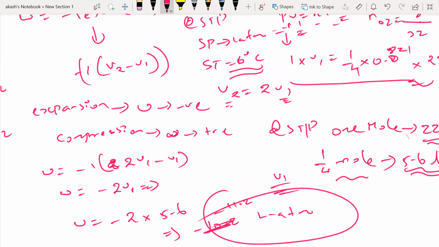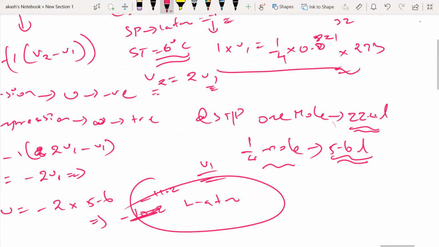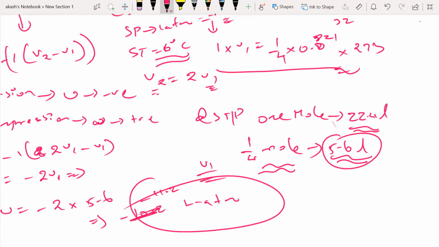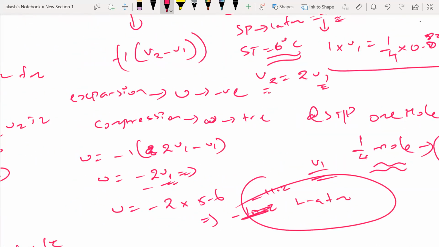Sir, how is it 11.2? Okay, so we have to calculate V1. If I have 1/4 moles of this, the initial volume would have been 5.6 liters. Now we calculate W to be minus 2 into V1. What is V1? 5.6. So 2 into 5.6 will become 11.2. That's it.